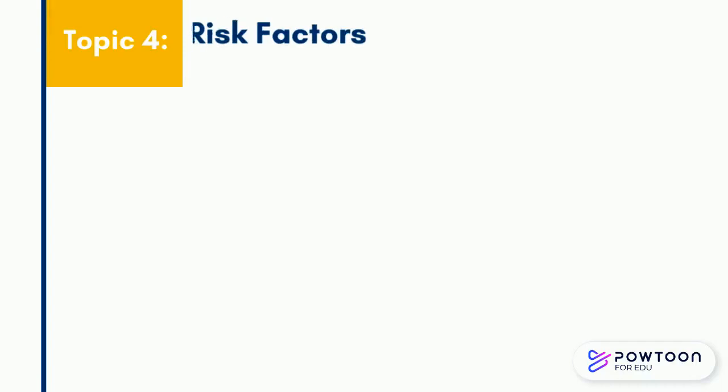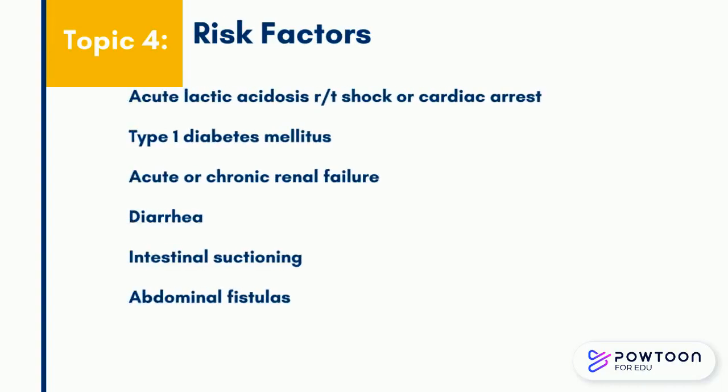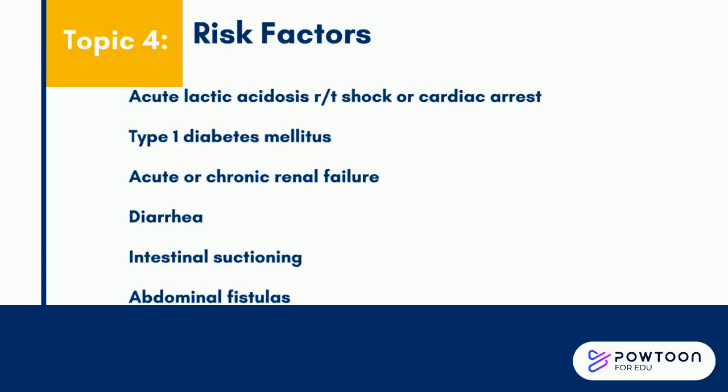So who is at risk for metabolic acidosis? Remember, part of being a nurse is identifying those patients who are at risk for these disorders even before they happen, so we can monitor them closely. Obviously, those that are septic with lactic acidosis, type 1 diabetics, those with renal failure, both acute and chronic, and anybody with any type of lower GI problems.